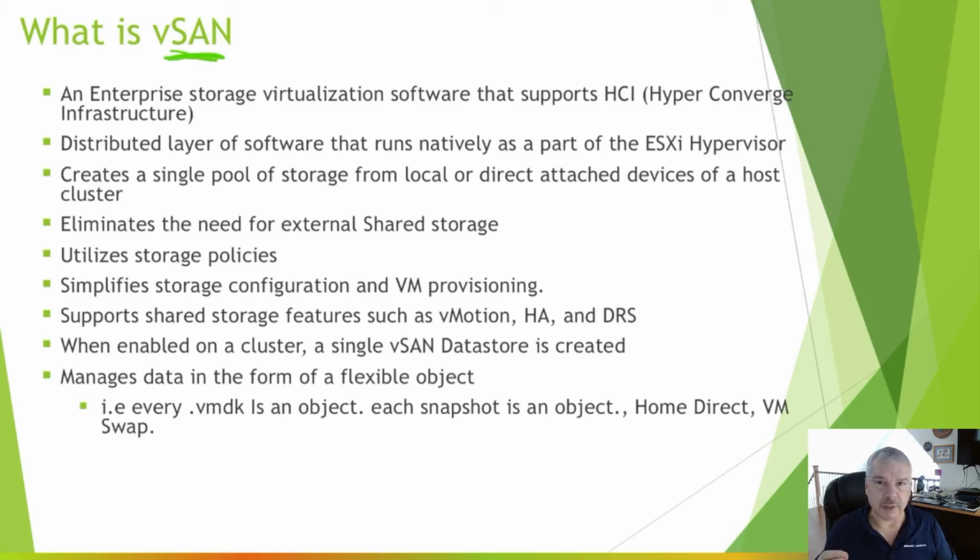So vSAN basically allows us to use our internal storage and create a virtual SAN, a virtual storage area network, right? This is built in as part of the ESXi hypervisor. It creates a single pool of storage from local or direct attached devices, which I'll actually show you, okay? So it gives me the ability to take my local disks and pool them together to appear as a shared storage among many servers. And we'll take a look at that, right? It eliminates the need for shared storage. Just like I said, you don't really need to have a fiber channel network or anything. You can just take advantage of this.